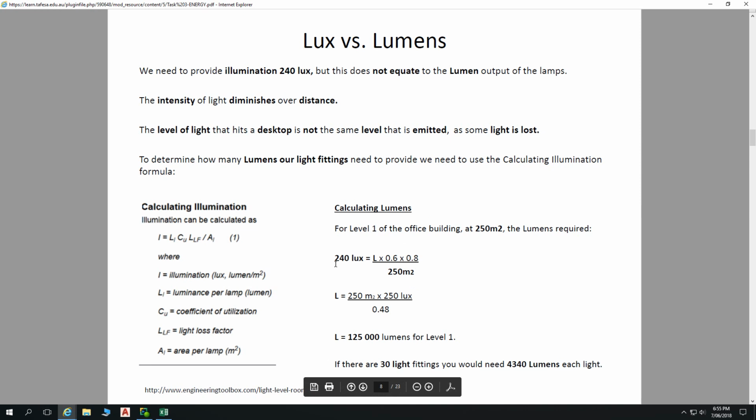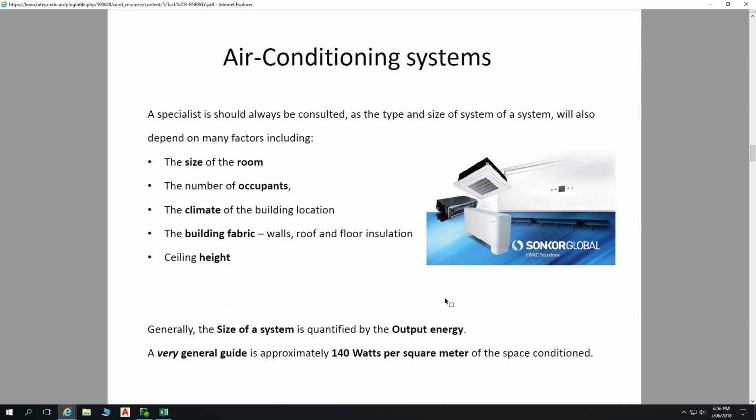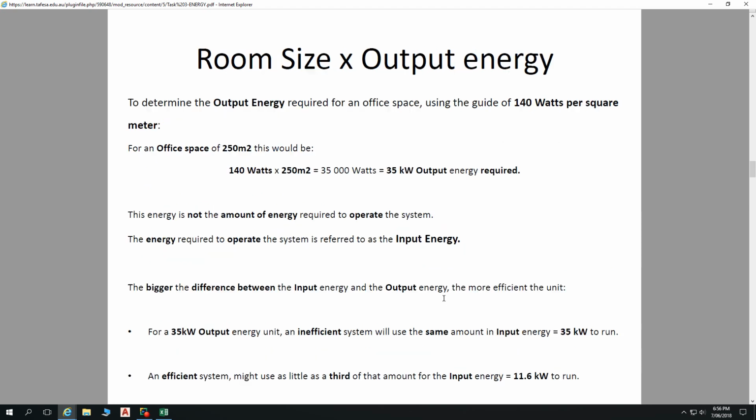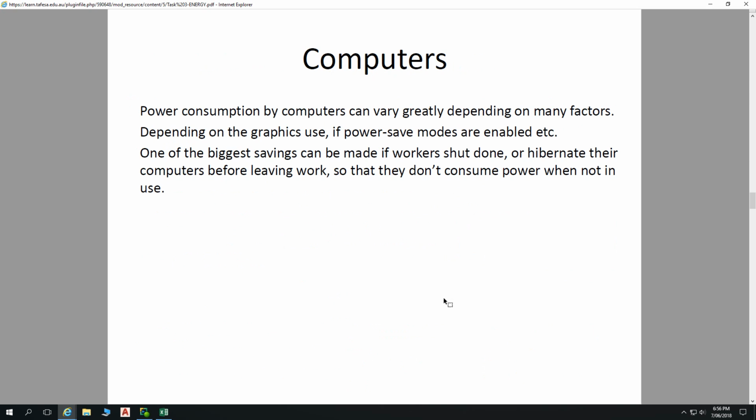So for our example there, if you want to go with 320 lux in your office space, we can substitute that 250 with 320 for your calculations, and then determine the square meterage of that office space that you're lighting. Computers get a little bit more complex also.